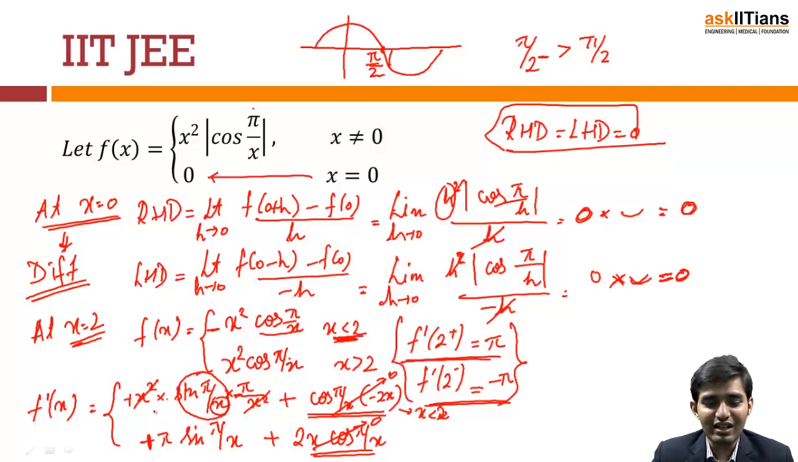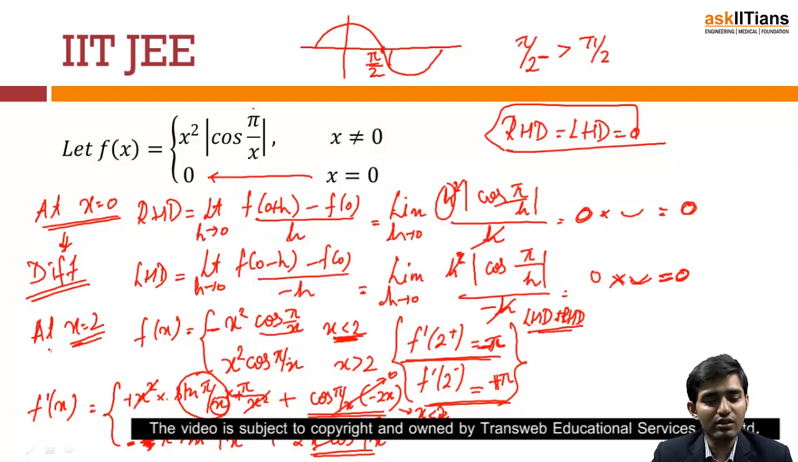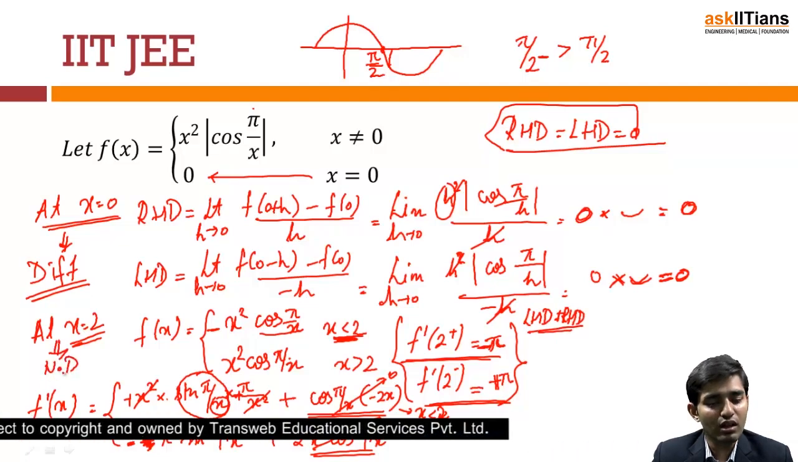So if LHD and RHD are not equal, actually for 2 minus it will be plus pi, right? This is minus pi and there was a minus sign here, so both of them will become plus, and here it will be negative, yes. Okay, so you can check the calculation here. So this will be negative, and for 2 minus, yes, it will be positive, right? So this is minus pi and this is plus pi. So both of them, LHD is not equal to RHD. So again we can say that it is not differentiable at x equal to 2.